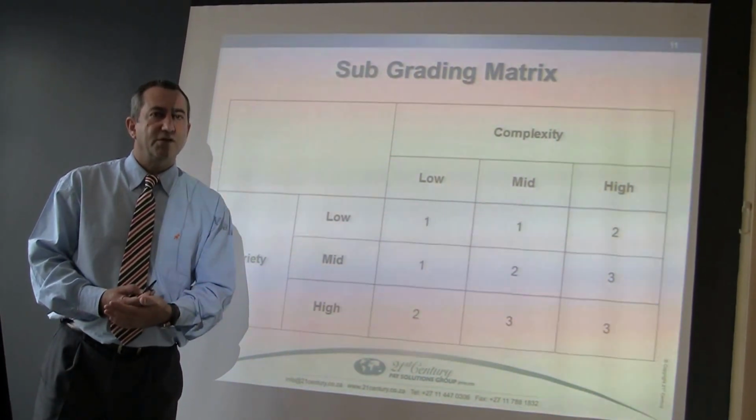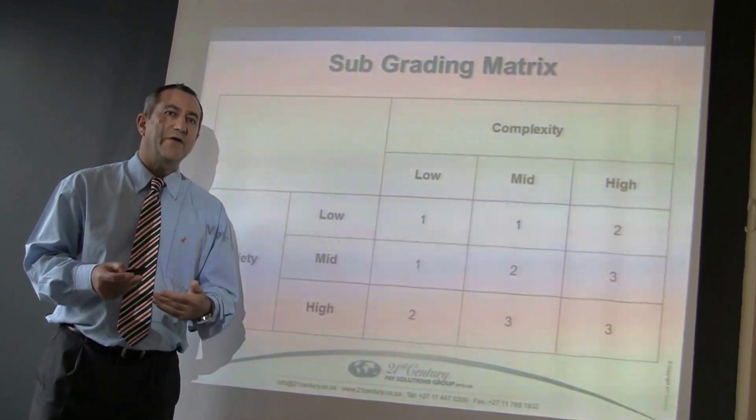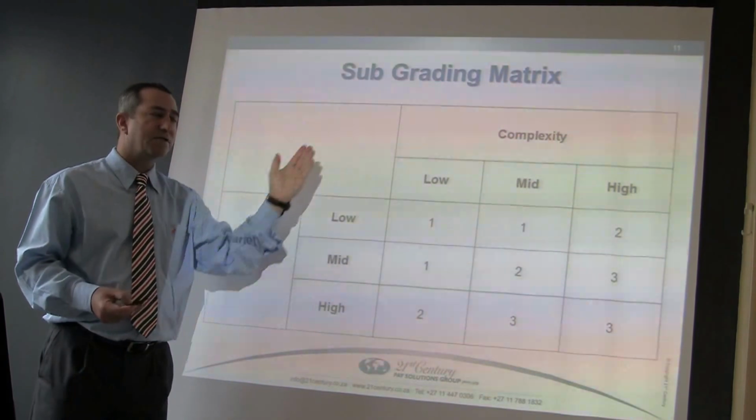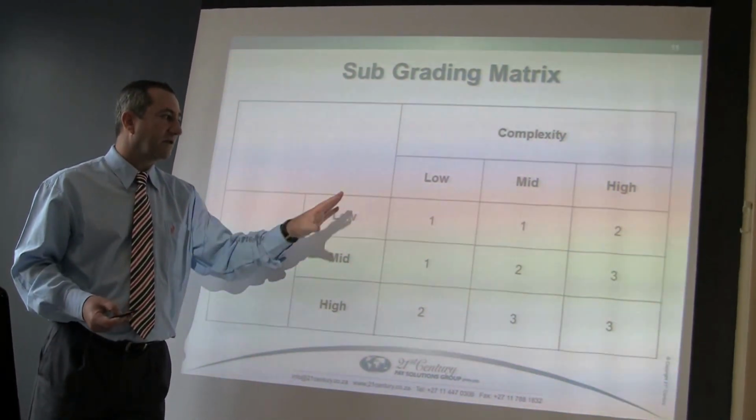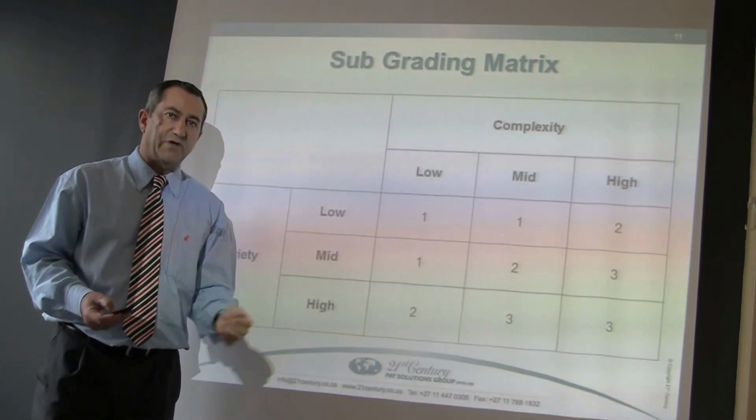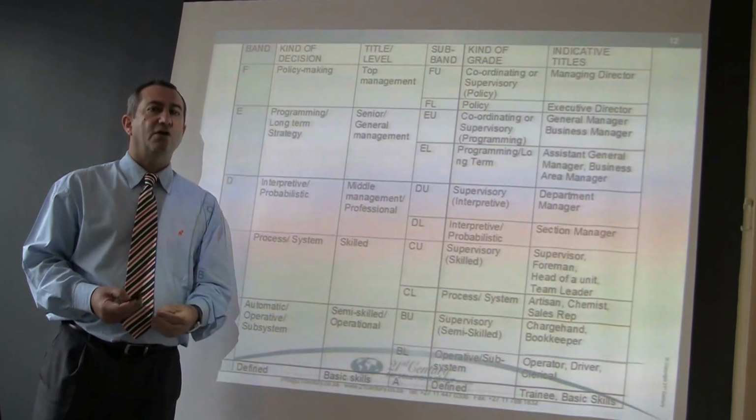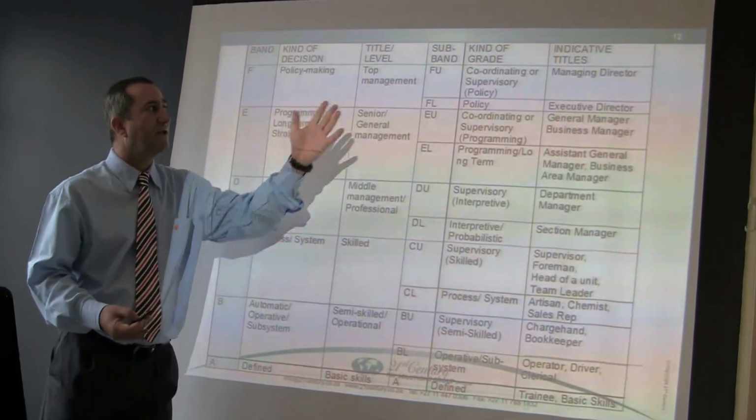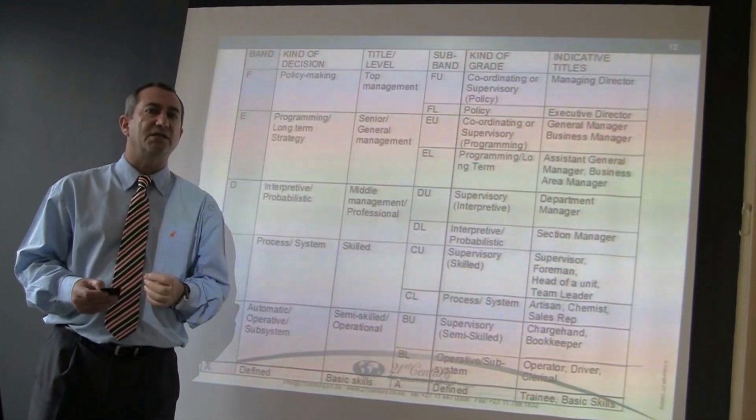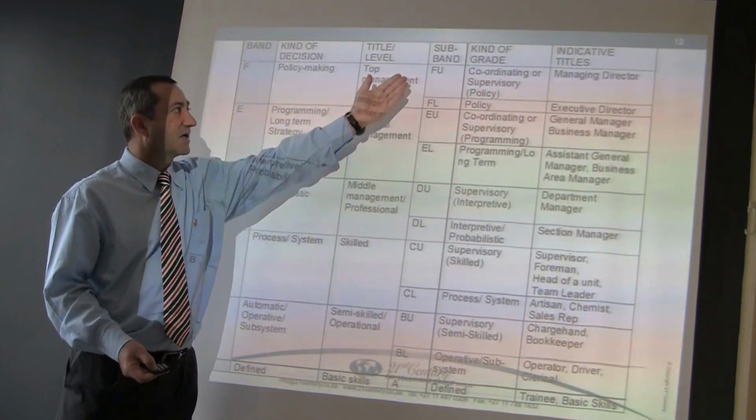One of the most challenging aspects of Paterson is to get to the subgrades. That takes a lot of experience, but we've developed this matrix that looks at variety and complexity of tasks, and a little matrix like this will help you decide whether it's a B1, B2 or B3, for example. This is a typical structure of Paterson, and it gives some illustrative or indicative job titles just so that one can very quickly understand how the various grades work and the types of decisions that get made.